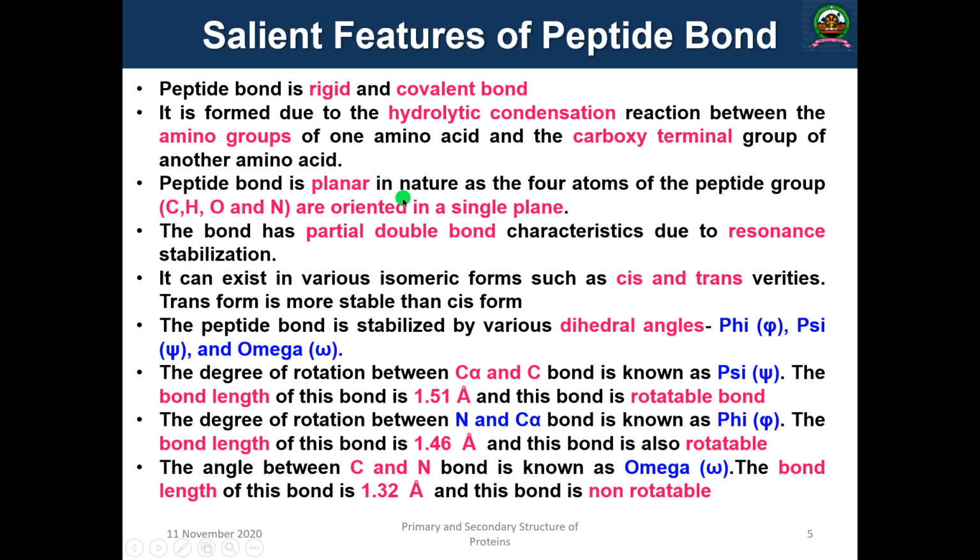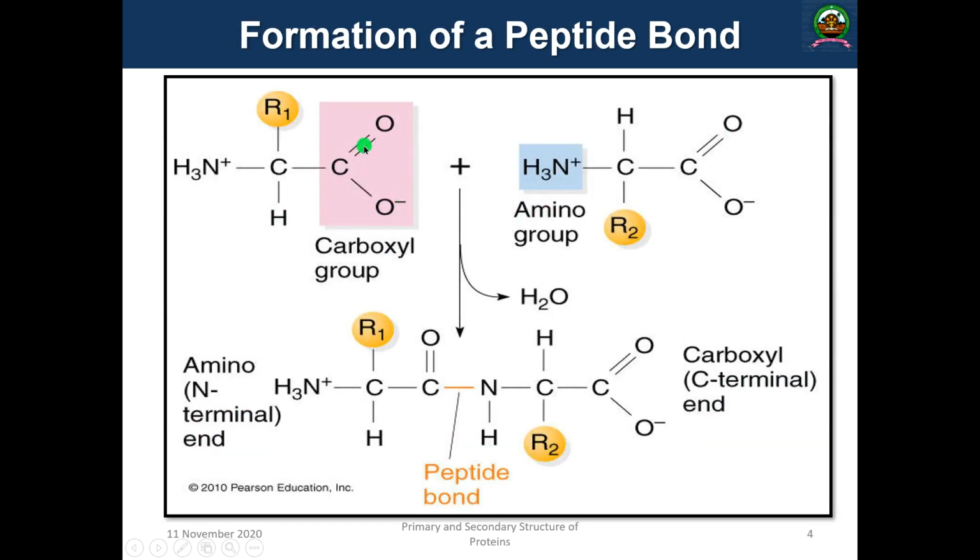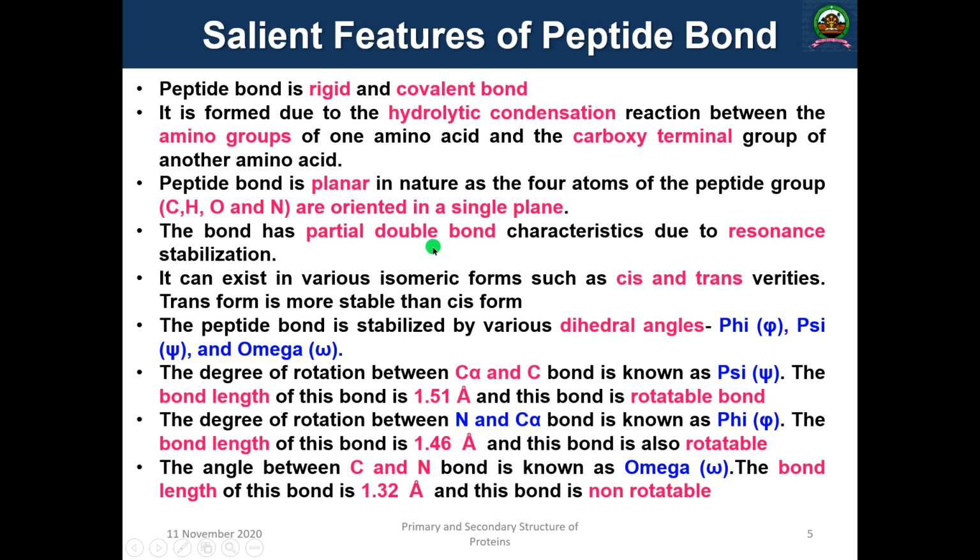And this bond has partial double bond characteristics. There is always a shared form of electrons, which migrate from here to there, and then back again. Like that there is partial double bond character due to resonance stabilization. It can exist in various isomeric forms such as the cis and the trans form. The trans variety is more stable than the cis variety.